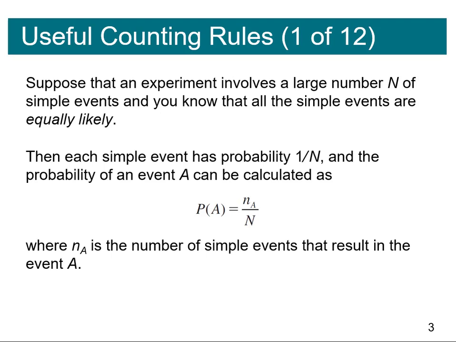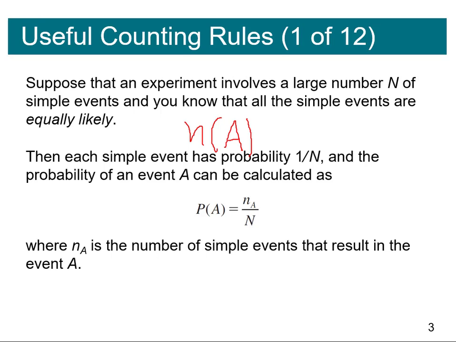Now they're using this notation here. This is n sub a, and if you recall, for an event A, I used n of A. So I use this notation n of A, and they're using n sub a. So it's the same thing, just a different notation. So it means the number of elements in A.